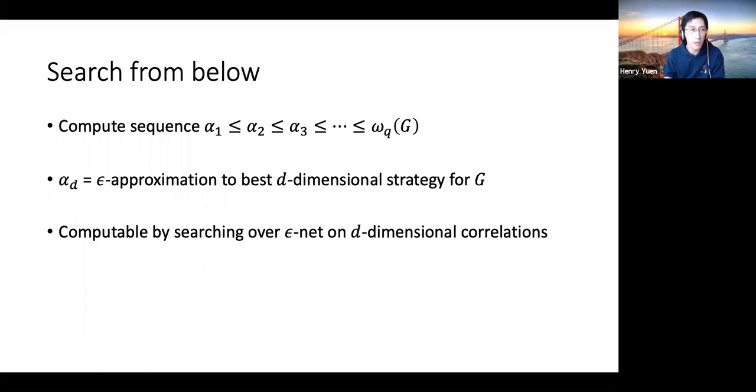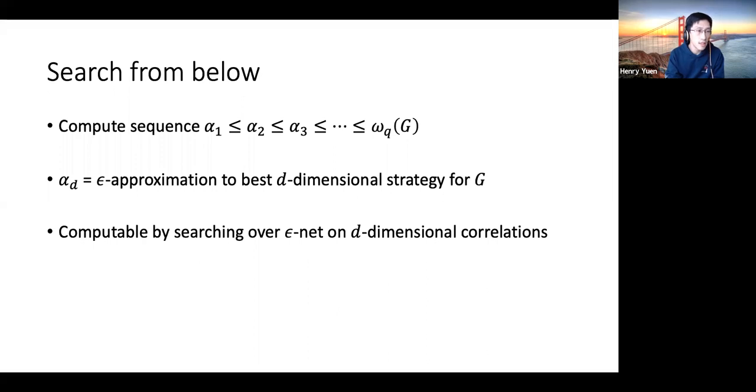So the simplest one to start with is the search from below. And this is kind of the attempt at coming up with a brute force algorithm. So the search from below procedure computes an infinite sequence of real numbers, alpha 1, alpha 2, alpha 3, that are non-decreasing. And all of these alpha numbers are lower bounds on the tensor product value of your non-local game G. And what is each alpha D?